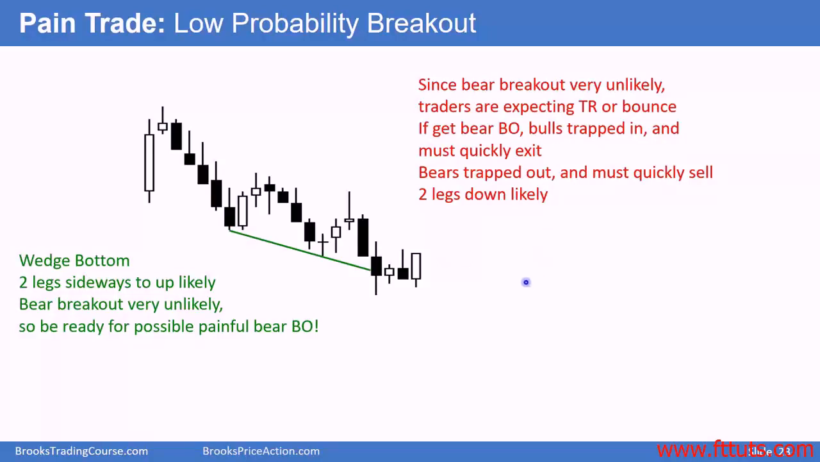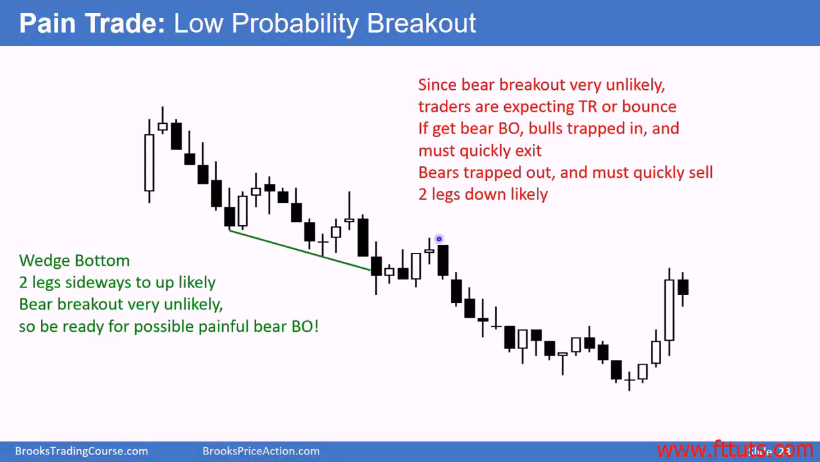If they get the bear breakout, then the bulls who are buying, expecting the bounce up to these lower highs, are trapped in, and they have to exit quickly. And the bears are trapped out. The bears want to sell up here at these lower highs. They're not expecting it to go down. They see the wedge. They expect 2 legs up. So both bulls and bears are expecting the market to go up. But instead we get this.